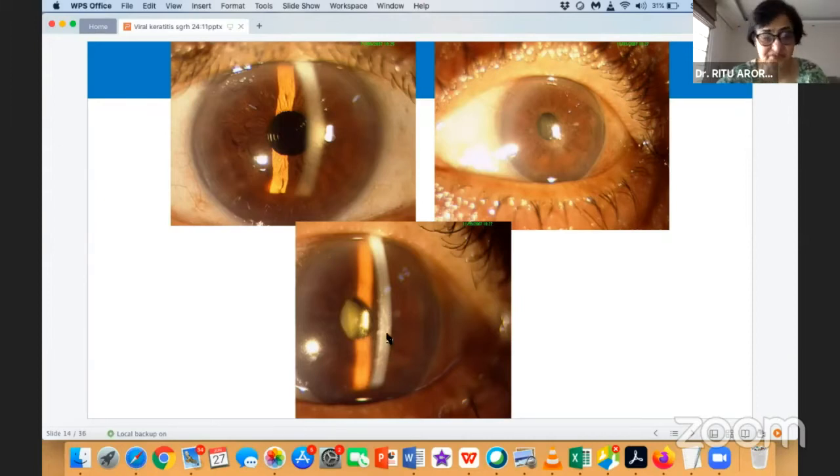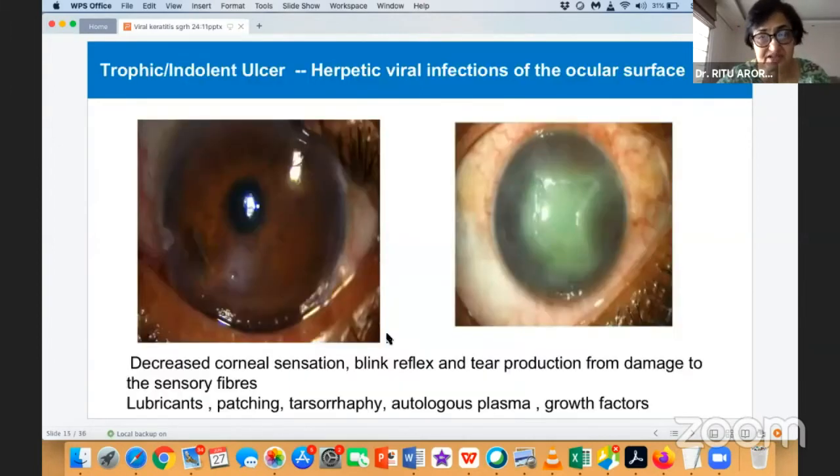Basically, she had presented with endothelitis post-successful multifocal surgery. This is another presentation of neurotrophic keratitis, when there is decreased corneal sensation and tear production. And the treatment here is only lubricants, patching, tarsorrhaphy, or autologous plasma growth factors.